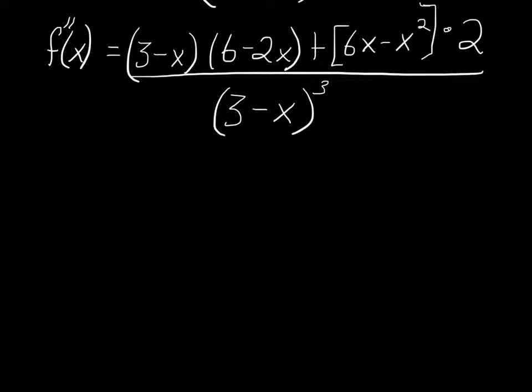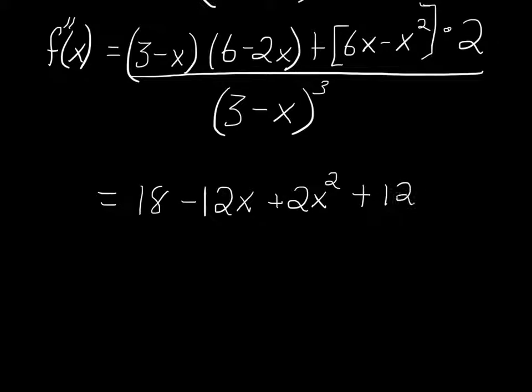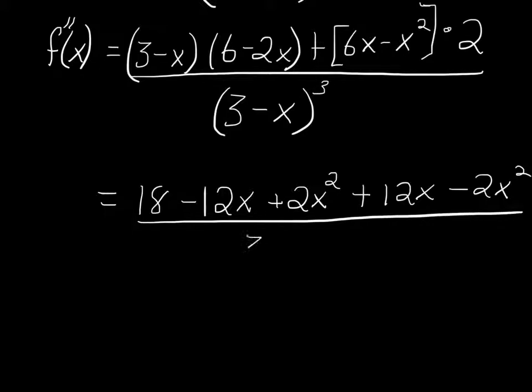Now it's going to do you a mess of good if you just go ahead and simplify this, trust me. So I'm going to FOIL out that first pair. It's going to give me 18 minus 12x, and then plus 2x squared. And then when I distribute this 2, I'll get positive 12x minus 2x squared. And that's still all over 3 minus x cubed.